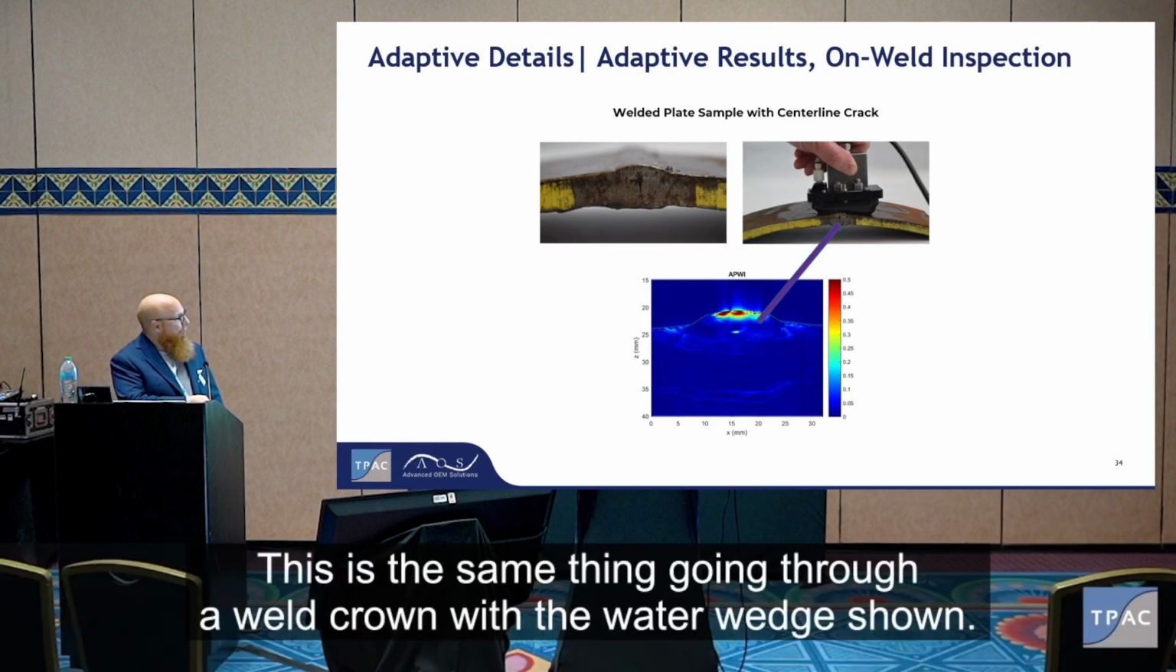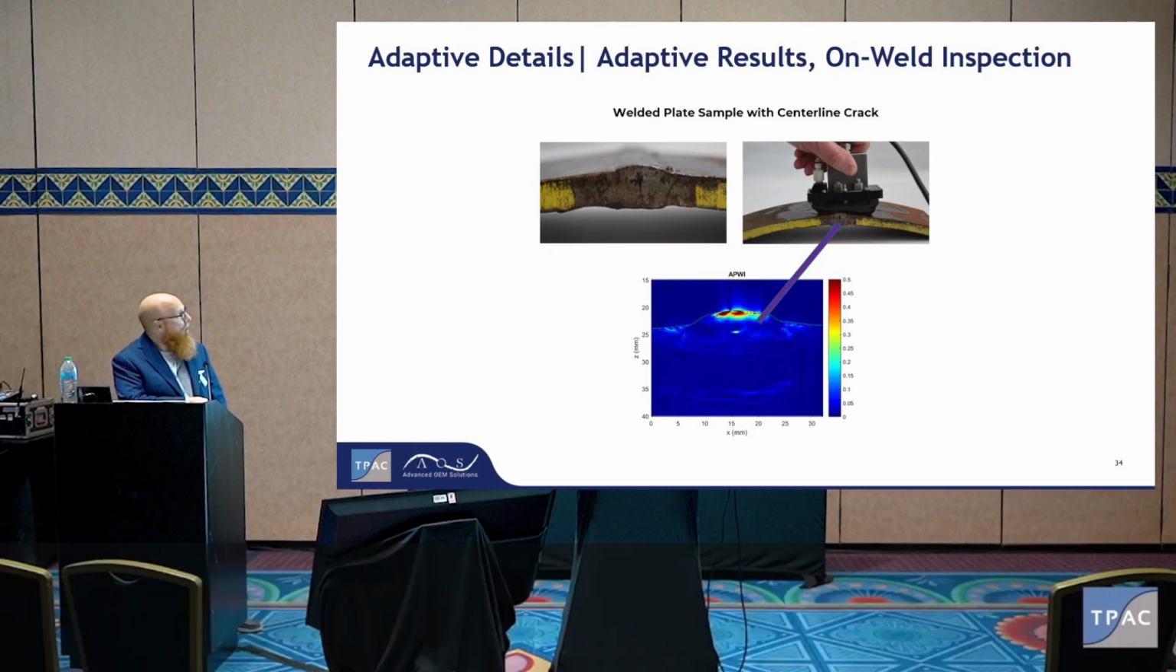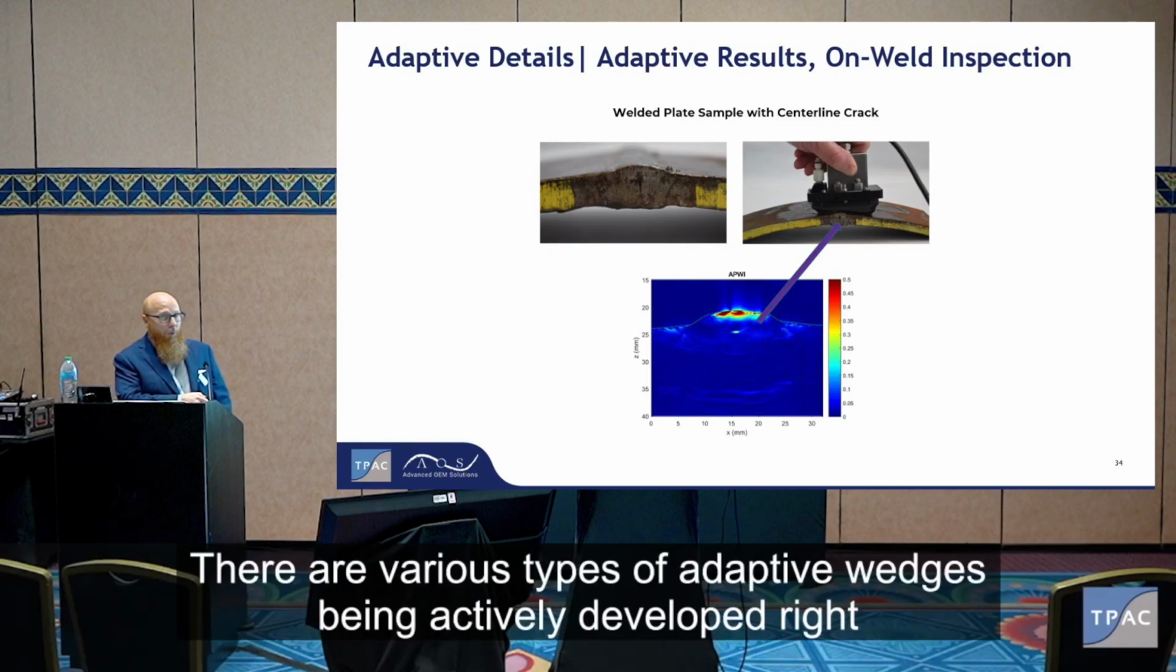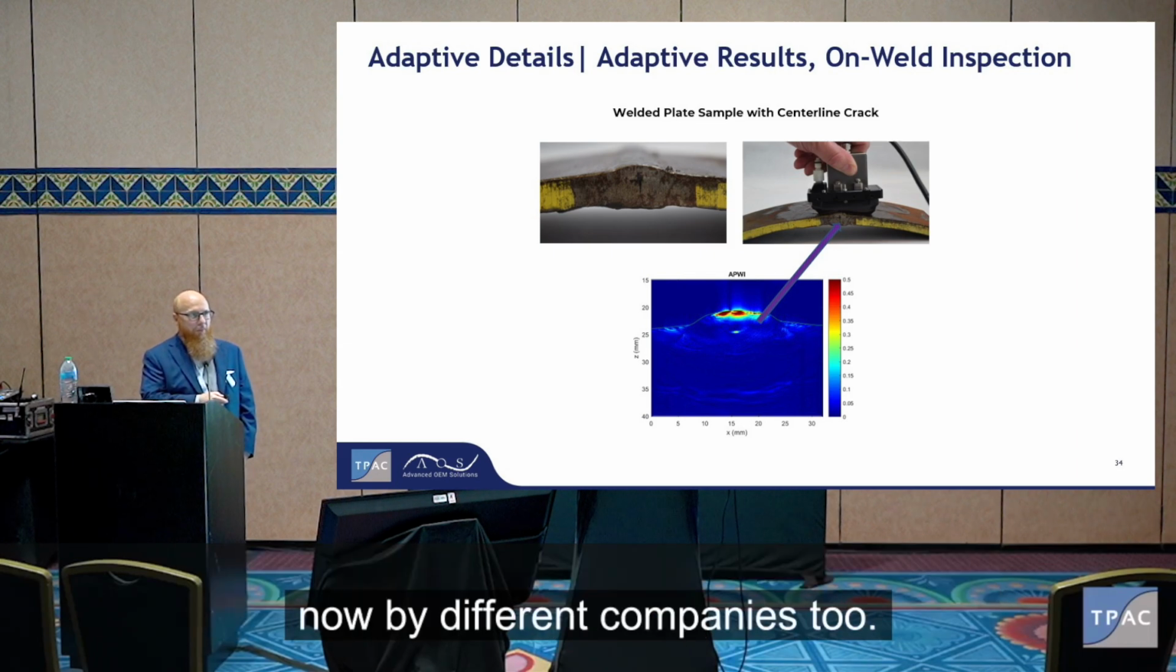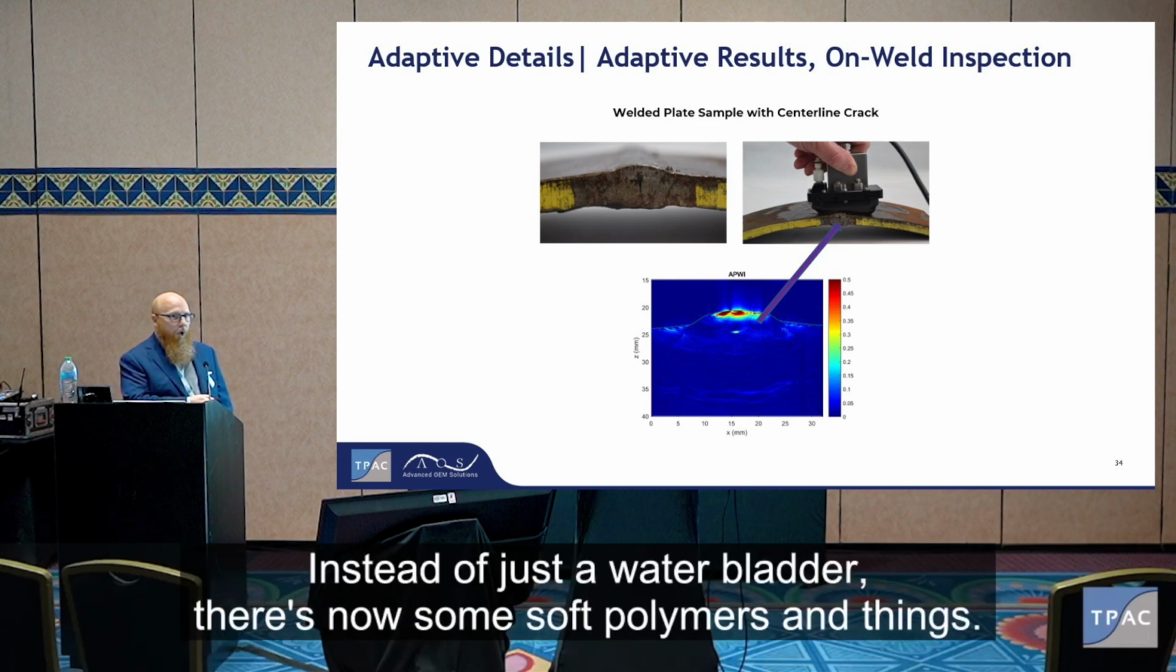This is the same thing going through a weld crown with the water wedge shown. There are various types of adaptive wedges being actively developed right now by different companies too. Instead of just a water bladder, there are now some soft polymers and things.